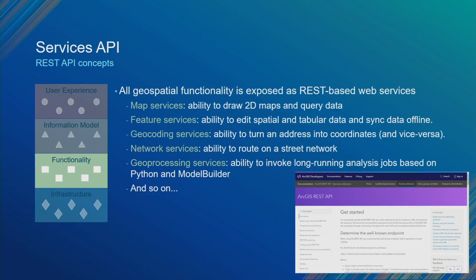Some examples of this would be geocoding and networking services that are also available, and this allows you to do routing on street networks, for example. Geoprocessing is another great extensibility point for developers. You can write your own Python-based business logic, then publish that as a service, run that service from ArcGIS Server. So again, the biggest difference with enterprise and online here is that enterprise is going to have a much broader set of geospatial services that you can take advantage of compared to ArcGIS Online.